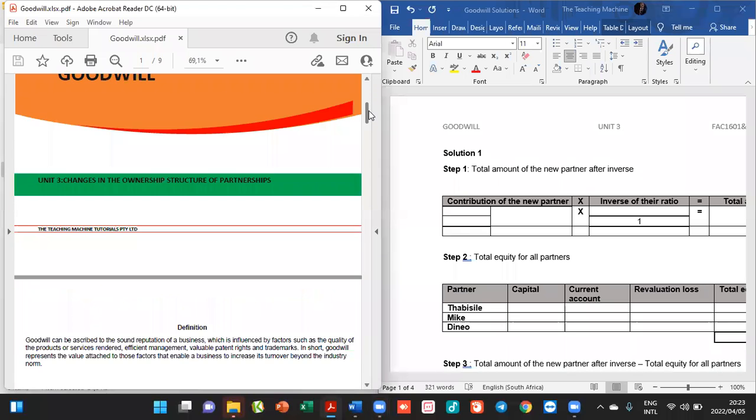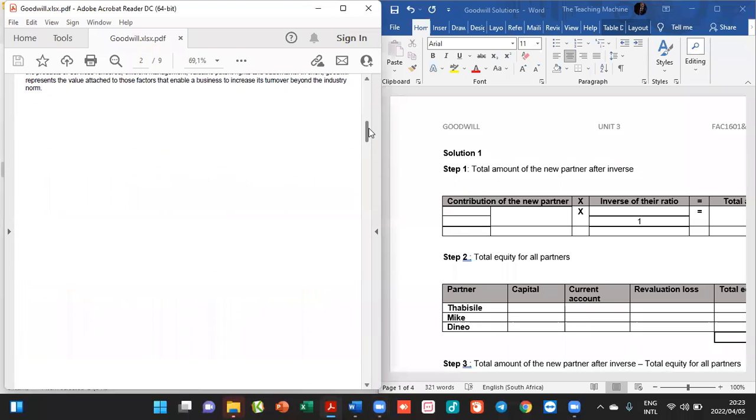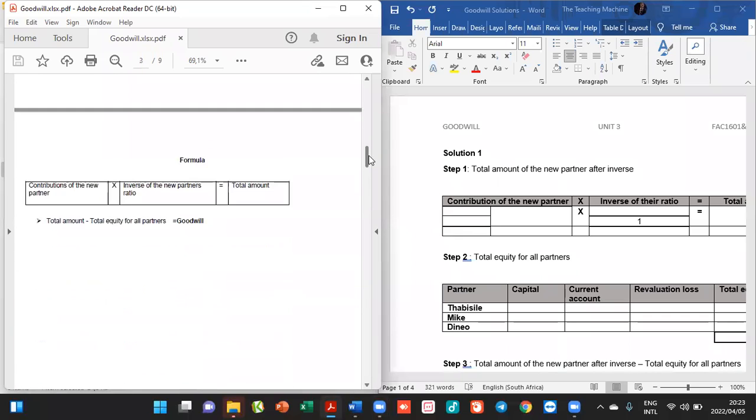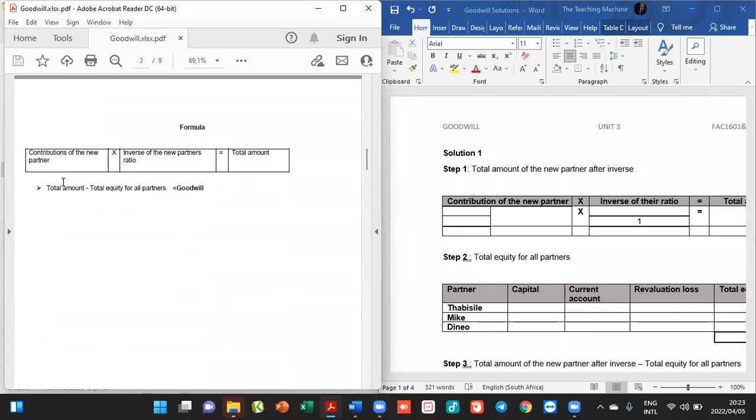So in today's session, I'll be teaching you about the calculation of goodwill. This is the formula that you use when you calculate goodwill: the contribution of the new partner, the partner that is admitted, multiplied by the inverse of the new partner's ratio.